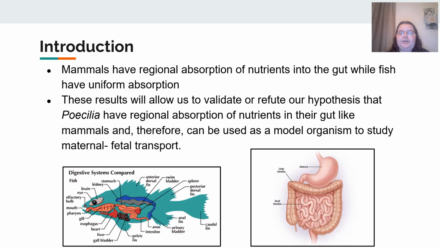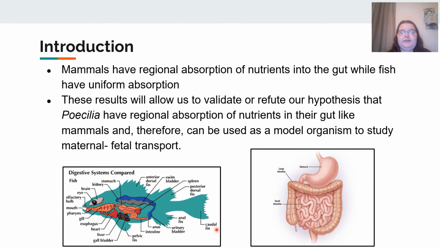So now for a little background information on absorption patterns in various animals. Mammals have regional absorption of nutrients. As you see in this figure, you have the small intestine, which absorbs many nutrients such as amino acids and carbohydrates, and then you have the large intestine, which is mainly involved in salt and water absorption. This is in comparison to many oviparous fish that have one intestine, and so this intestine absorbs all nutrients, and there isn't a regional absorption but a uniform absorption of nutrients.